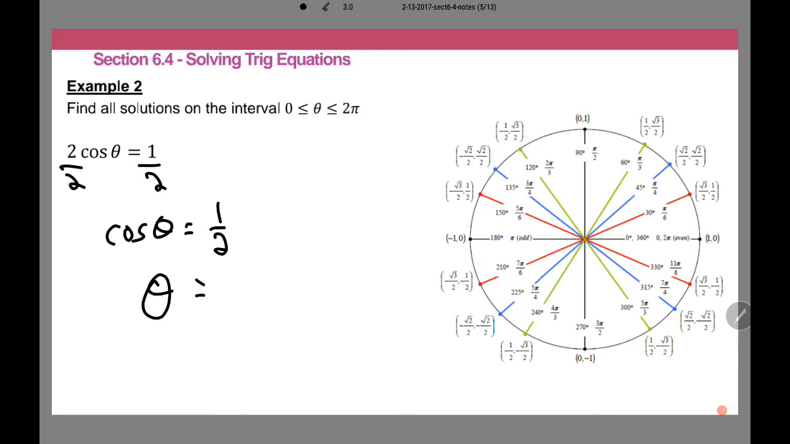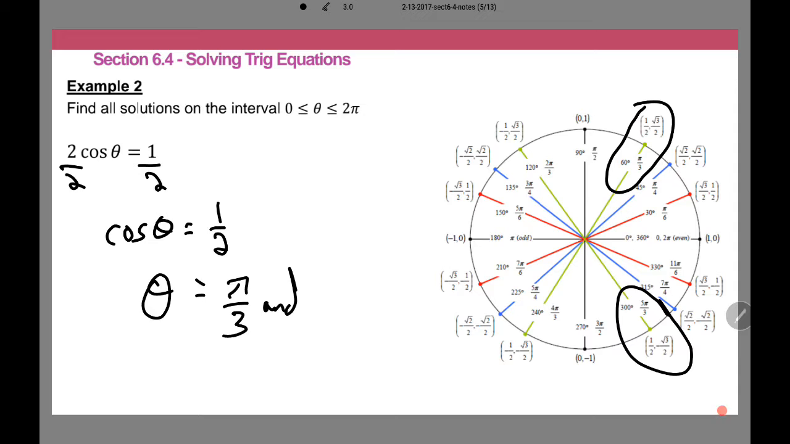I'm just going to write theta equals, and then I'm going to find where the cosine is equal to 1/2 on my unit circle, and that's pi over 3. And I've got another value where the cosine's 1/2. It's down here at 5 pi over 3. Alright, so that gave me an interval. I'm only doing those two numbers.